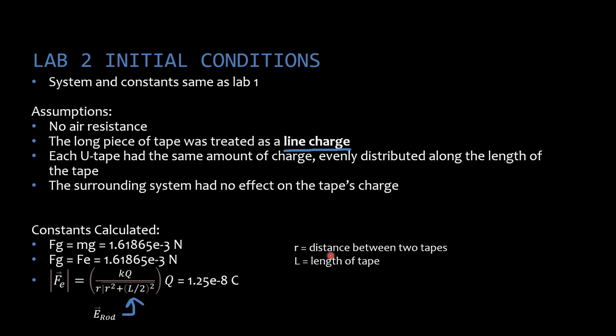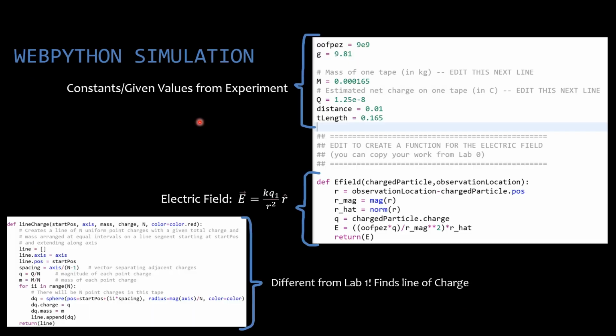Just so you know, r was the distance between the two tapes, which I found using the r vector formula as stated in the introduction, and L was the length of the tape. Here was the WebPython simulation. This part of the code was just constants and given values from the experiment. This part right here depicted the electric field following this formula right here. And then this is where our first difference from lab 1 was. This is how you find the lines of the charge, or a line charge, in WebPython. It was given to us in the lab, and I did not edit this part.